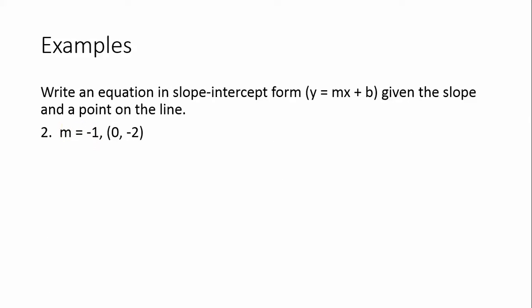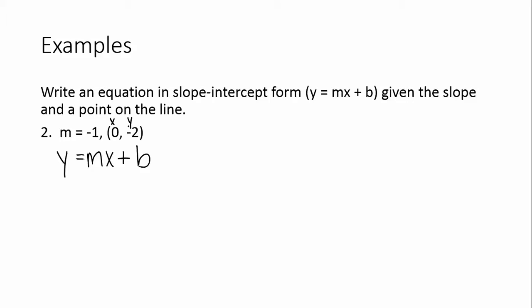So let's look at another example. Here we have m equals negative 1, and our line goes through the ordered pair 0, negative 2. So again, we're going to use that ordered pair. We're going to label it x, y, so we remember which number goes where. So if we have y equals mx plus b, and I like to write this so I can see where I'm plugging the pieces in.